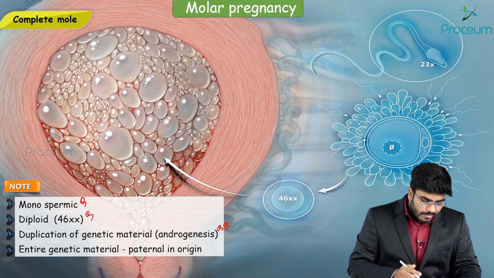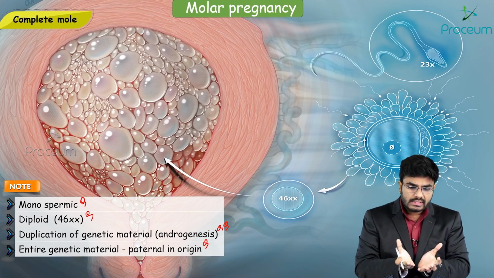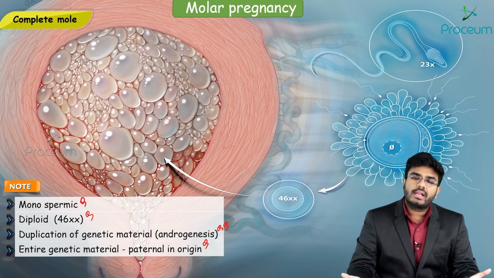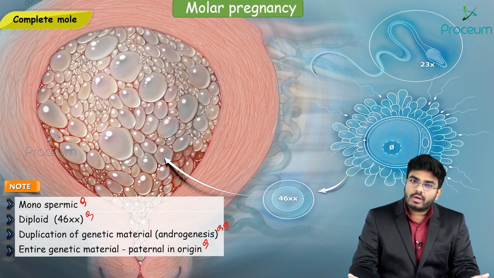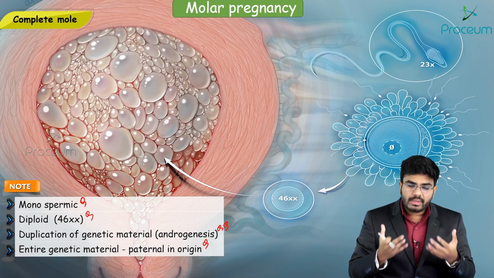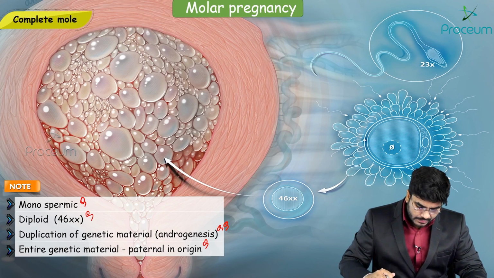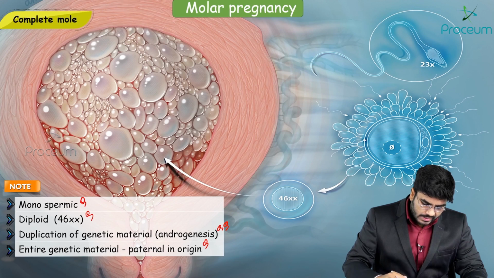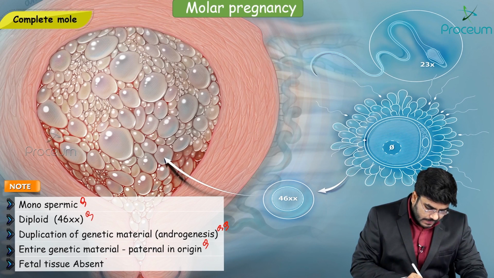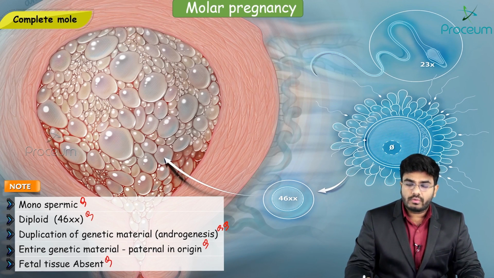Here in complete mole, the entire genetic material is paternal in origin. Why? Because the ovum is empty, so whatever genetic material is coming, it's coming from the father. So the entire genetic material is paternal in origin. And fetal tissue is absent. We have already seen that fetal tissue is not growing.